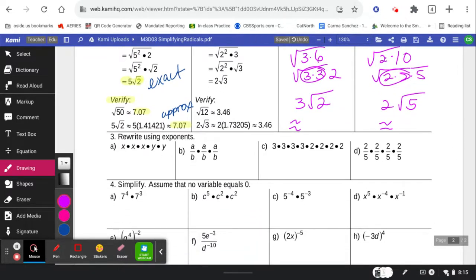Next, it's asking you to rewrite using exponents. So for example, x times x times x could be rewritten as x to the third. Y times y is y squared. This becomes a to the third on top, b to the third on the bottom. This becomes 3 to the fourth, 2 to the fourth. This becomes 2 to the fourth, 5 to the fourth.